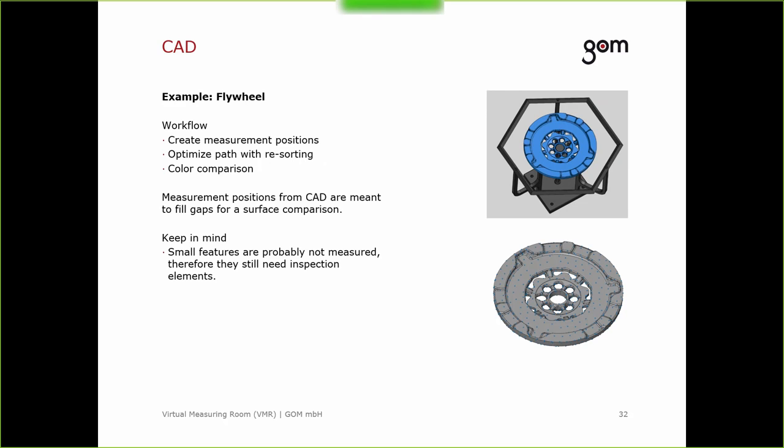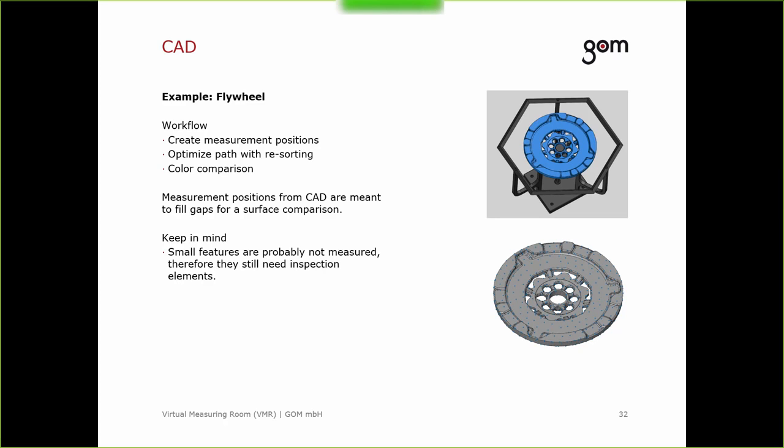Let's walk through the workflow. First, we need to create the measurement positions. The software creates measurement positions based on the CAD comparison and also checks all paths for collisions. Then, if necessary, we'll optimize the path. And finally, we will create a color comparison.